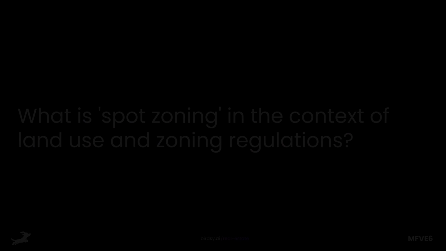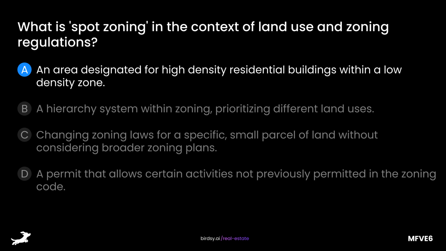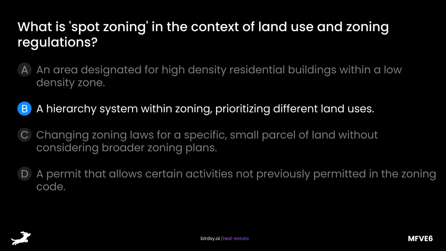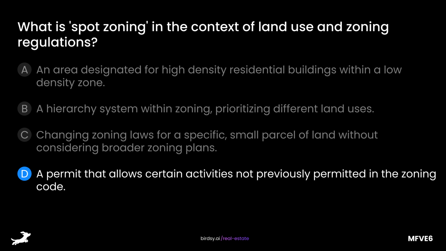What is spot zoning in the context of land use and zoning regulations? Is it A, an area designated for high-density residential buildings within a low-density zone? B, a hierarchy system within zoning prioritizing different land uses? C, changing zoning laws for a specific small parcel of land without considering broader zoning plans? Or D, a permit that allows certain activities not previously permitted in the zoning code?